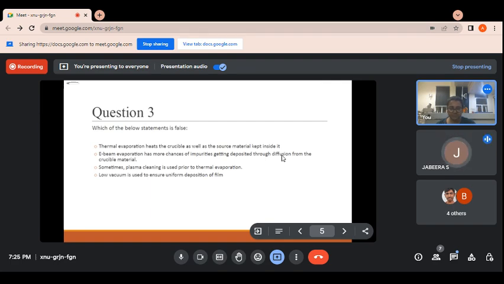I'll go with sometimes plasma cleaning is used where the thermal evaporation. Here the question is which of the below statement is false?